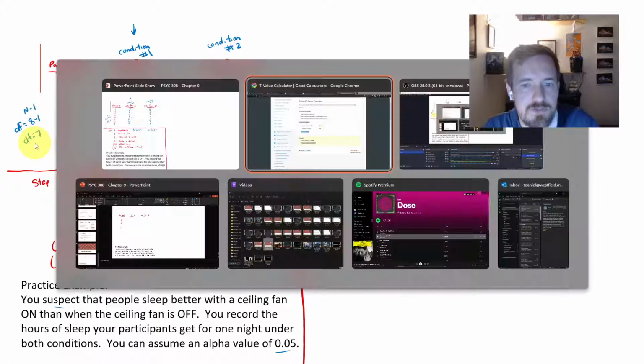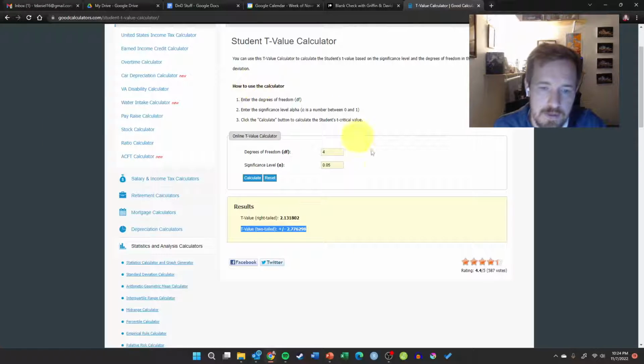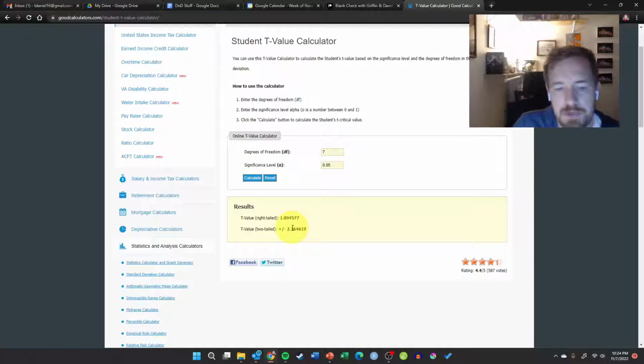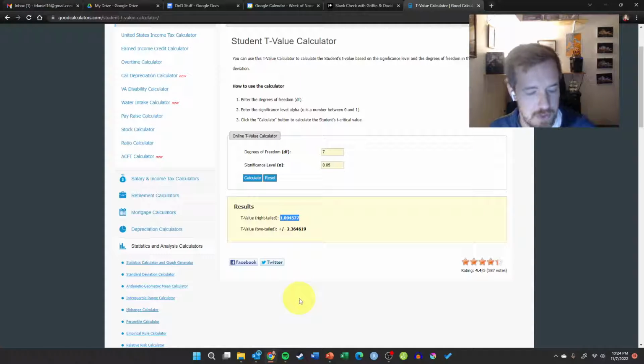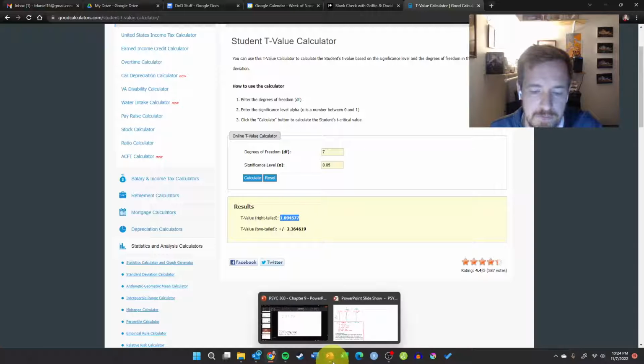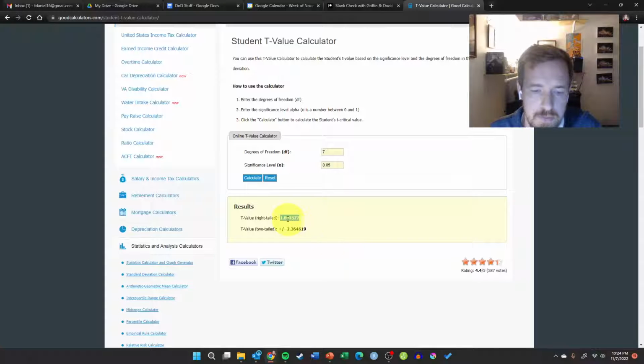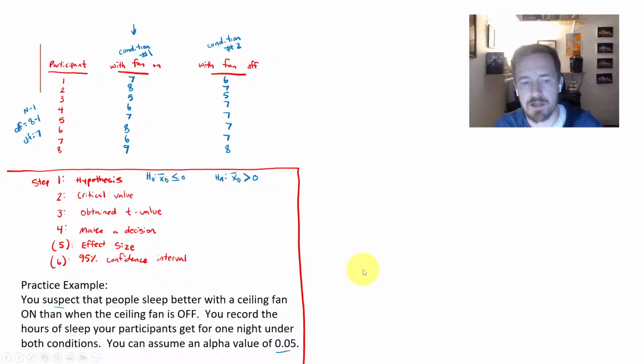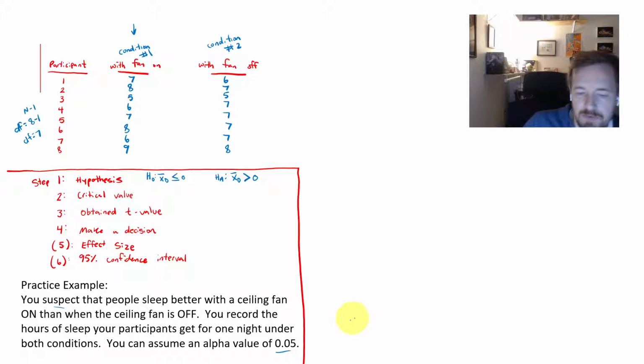Alright, so let's find that calculator. I'm going to be putting in here that degrees of freedom is 7, got the significance level fine, and now, do I want the one-tailed test or the two-tailed test? For this one, I actually want the one-tailed test because I have a specific direction in mind. So that's going to be my t-value. Now, it looks like positive 1.89. All right, so let's think for just a moment about what that distribution looks like.